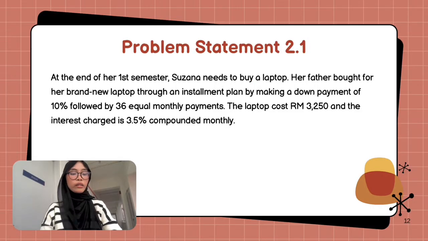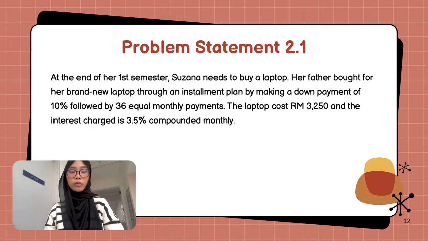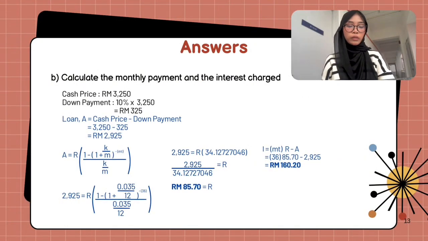Okay, at the end of her first semester, Susanna needs to buy a laptop. The father buys her a brand new laptop through an installment, by making a down payment of 10% followed by 36 monthly payments. The laptop costs 3,250 and the interest charge is 3.5% compounded monthly. The next question is we must calculate the monthly payment and the interest charge.